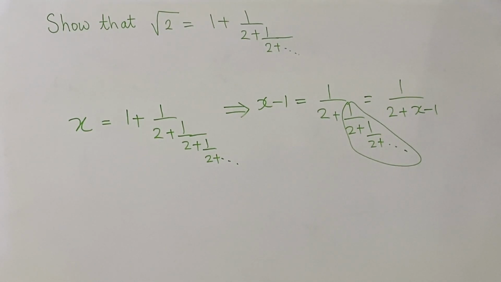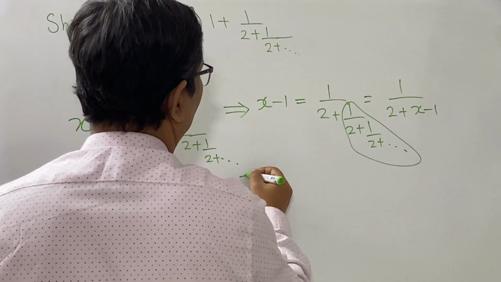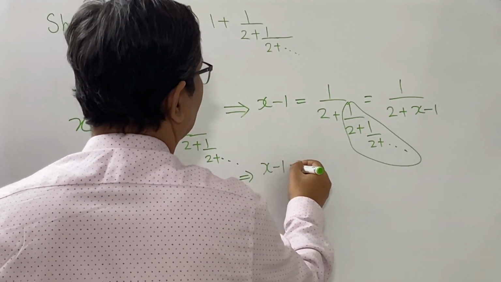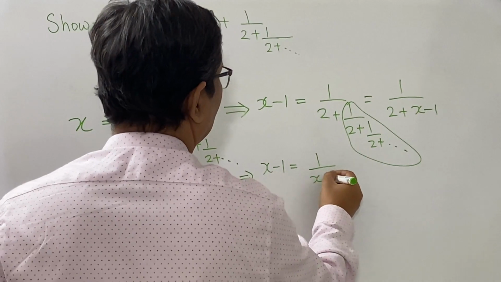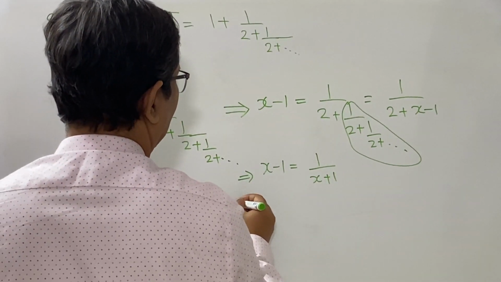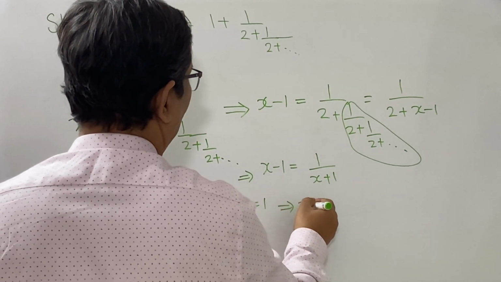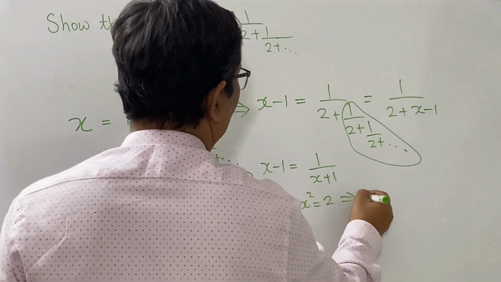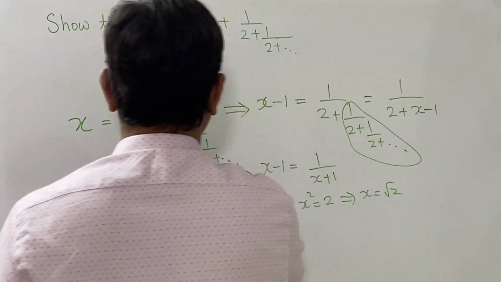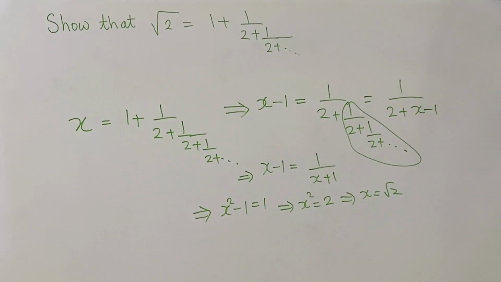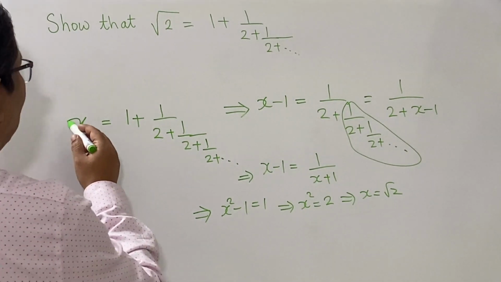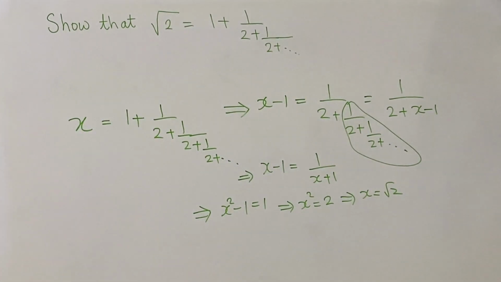So, therefore, we should have in the limit x minus 1 is equal to 1 by 2 plus x minus 1, and that simplifies to x minus 1 is equal to 1 by x plus 1, and that gives us x square minus 1 is equal to 1, or x square is equal to 2. That implies x is equal to square root of 2 because this quantity is positive. So, we can convince ourselves that the quantity that we derived through the process that we just saw actually leads to the number root 2.